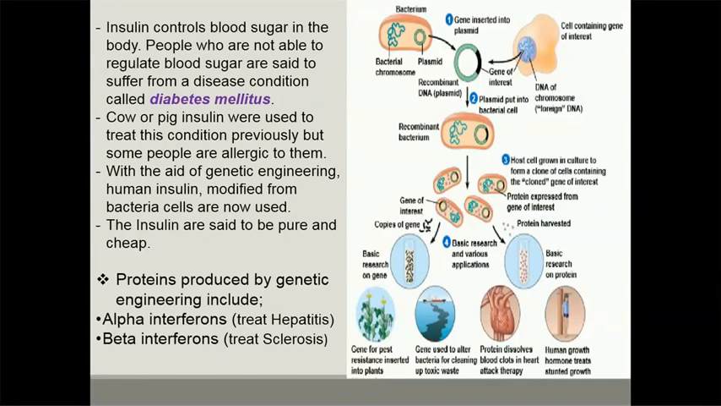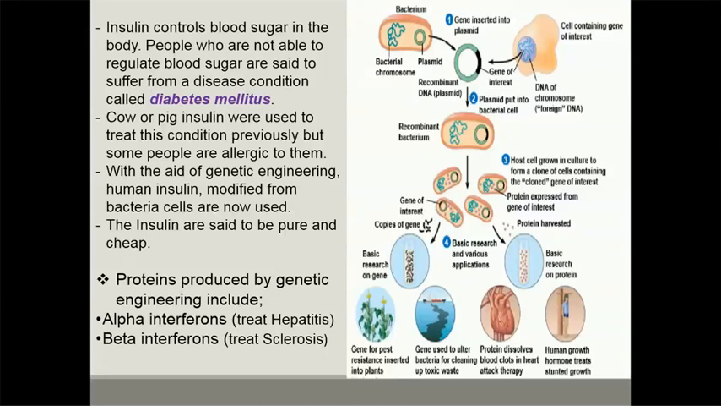So, the need for genetic engineering. With the aid of genetic engineering, human insulin modified from bacterial cells is now used. This insulin is said to be pure and cheap, so it can be produced in large quantity and of course commercially distributed. Now, apart from insulin, other products can be produced, such as proteins.